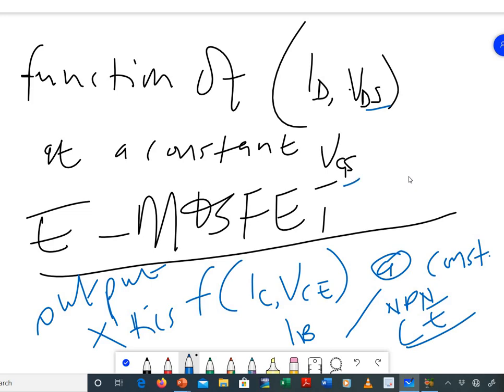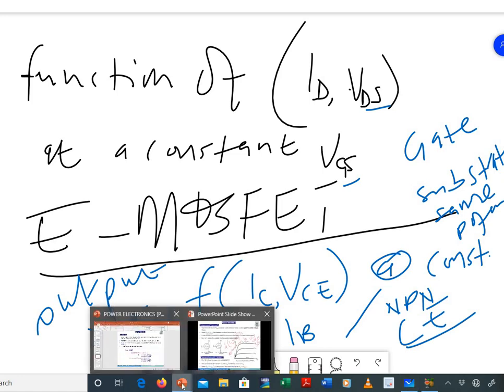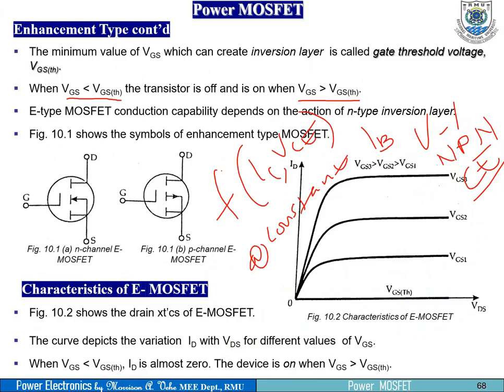I told you that the gate and the substrate are the same potential, so you don't forget to. All right, so let's go back. The curve depicts the variation of these for different values of this. So that's what we have.